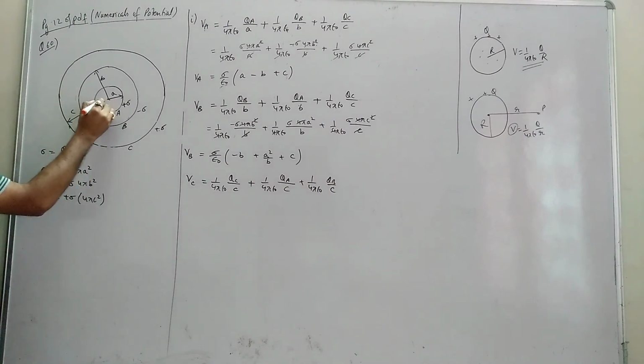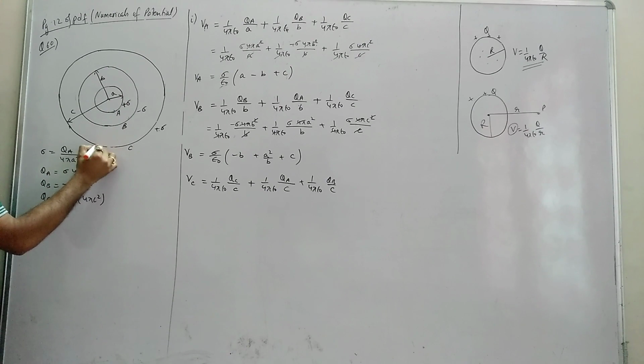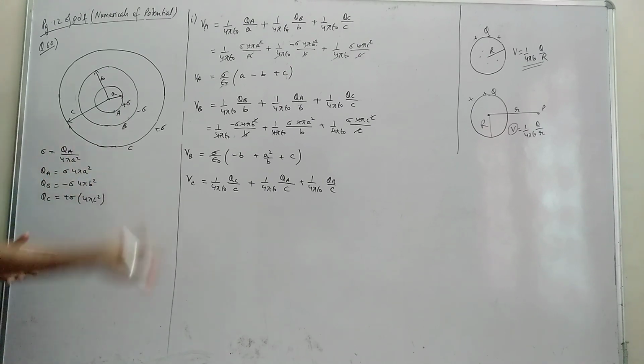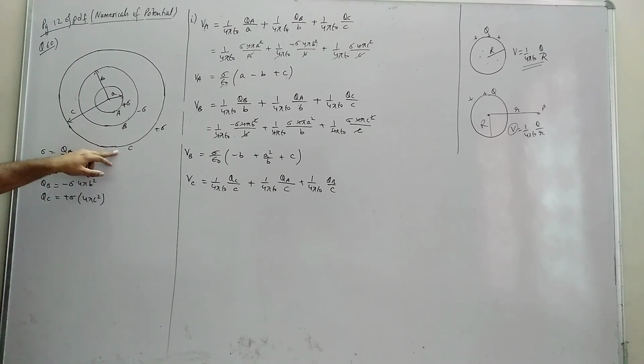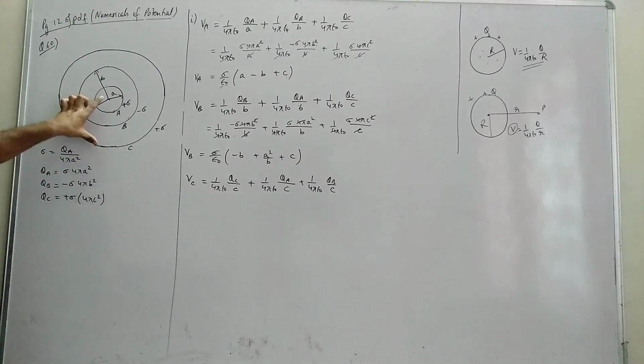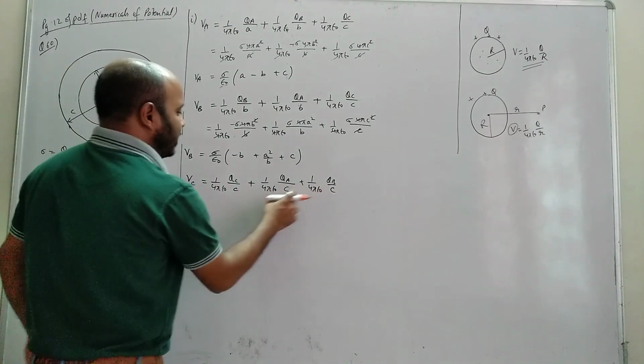Is that clear, class? You just have to wonder whether it is inside or outside. If it is inside, radius; if it is outside, distance. For B, C is outside, so I will take the distance from the center to that surface. For A, again this is outside, so center to surface. So here all the radius will be C.